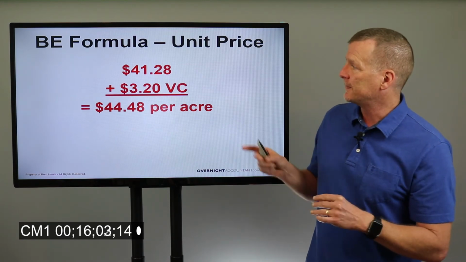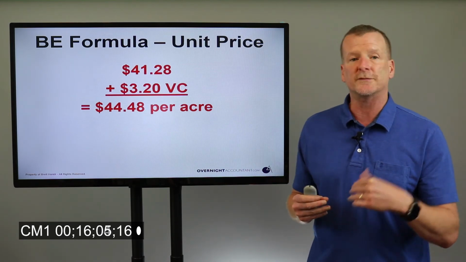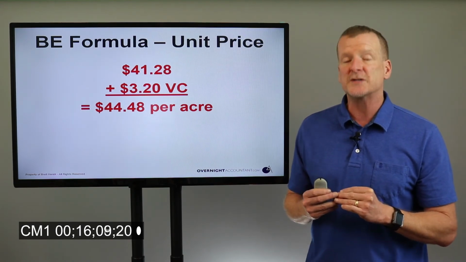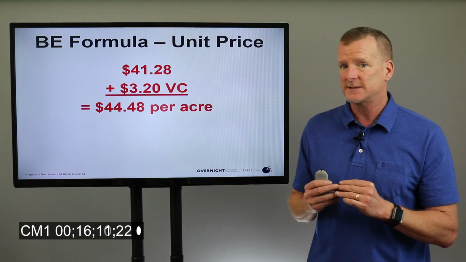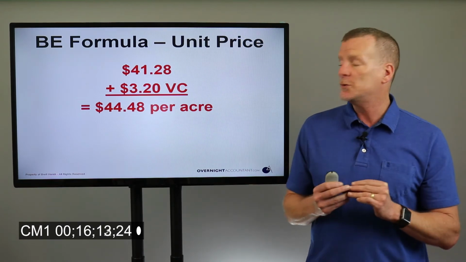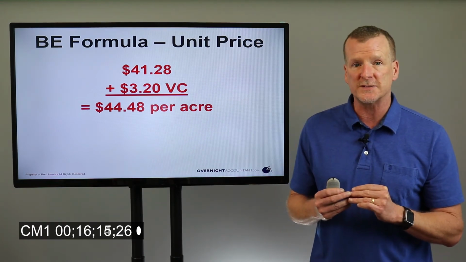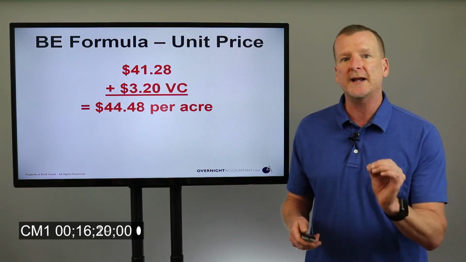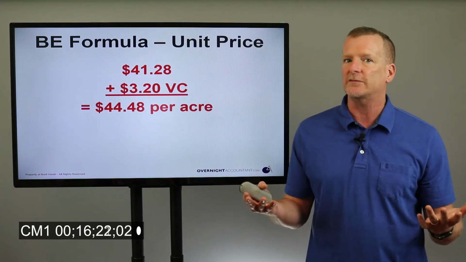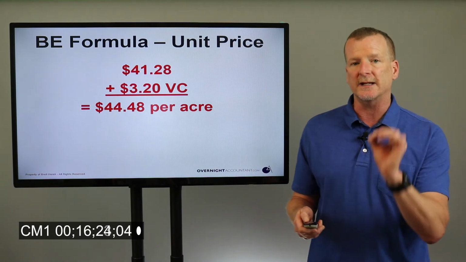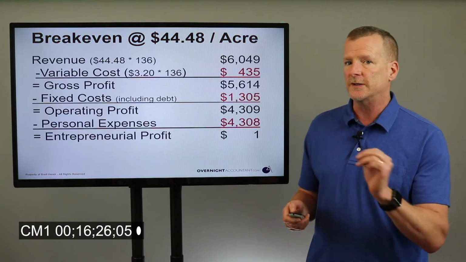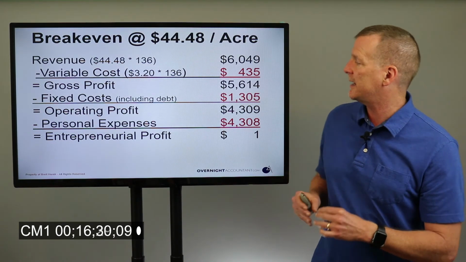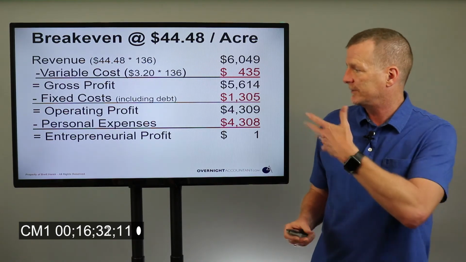So for Jimmy, if you do the math, it ends up being $41.28 an acre plus $3.20 per acre. That gives you a total of $44.48 per acre that Jimmy's going to have to charge to break even. That's a big difference from $25 an acre, but that's his reality. That's what he's going to have to do. So here's how his numbers look at $44.48. You can kind of do the math here, and you can pause this and take a look at it, but there you go.